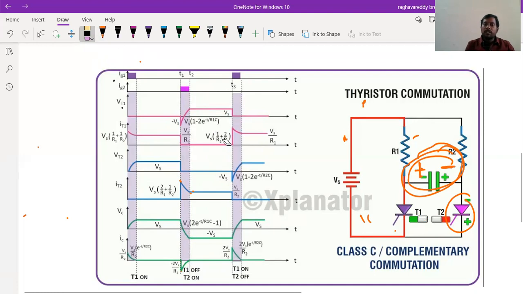The same thing will be repeated. This is the turn on of T1 and this is the turn on of T2. Again, T1 will be turned on, and after that T2 will be turned on. This will be in a complement manner. This is a 1 0 1 0 manner.